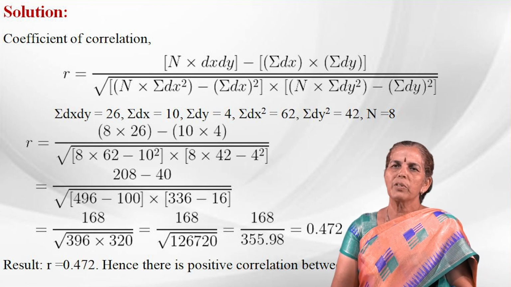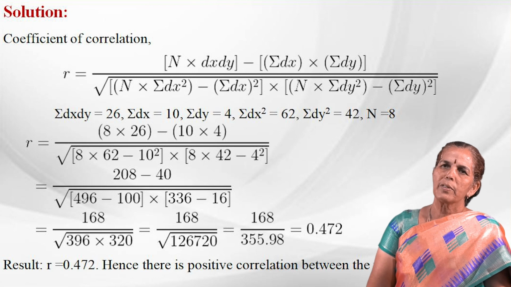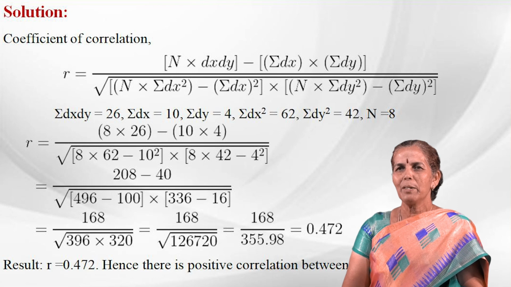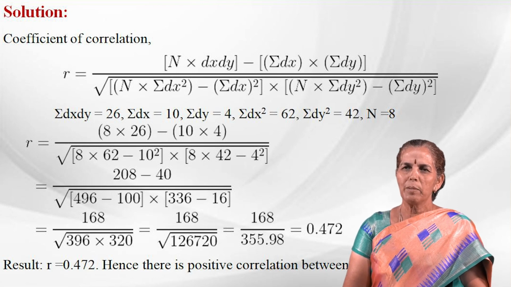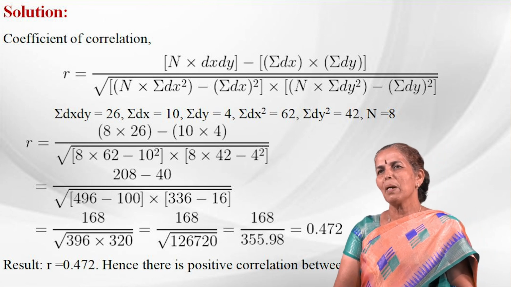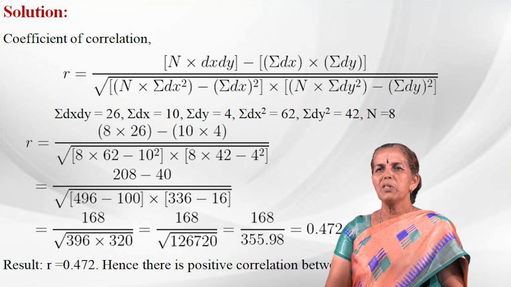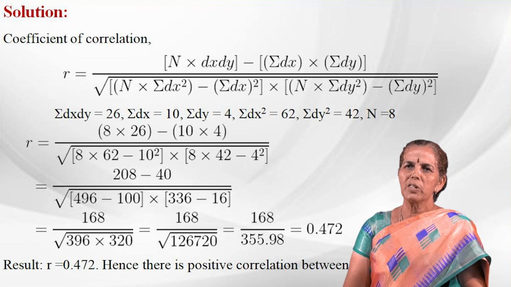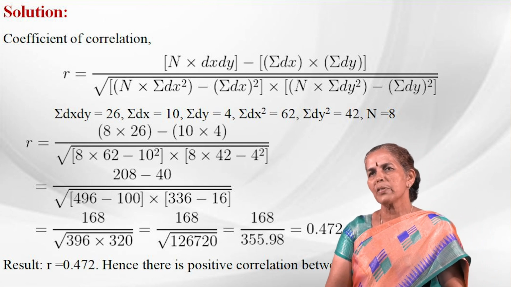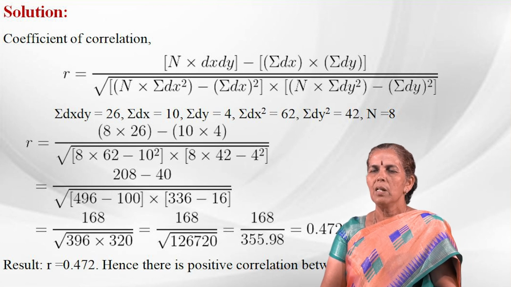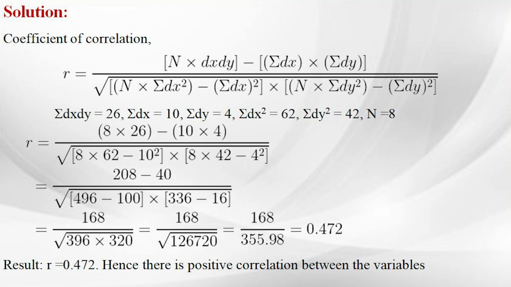So the formula we have to write once again: r equal to n into summation dx dy minus summation dx into summation dy, the whole divided by the square root of n into summation dx square minus summation dx whole square, into n into summation dy square minus summation dy whole square. Summation dx dy from the table is 26, summation dx equal to 10, summation dy equal to 4, summation dx square equal to 62, summation dy square equal to 42, number of values n equal to 8. We are substituting all these values in the formula and simplifying. Finally, we got it as 0.478.